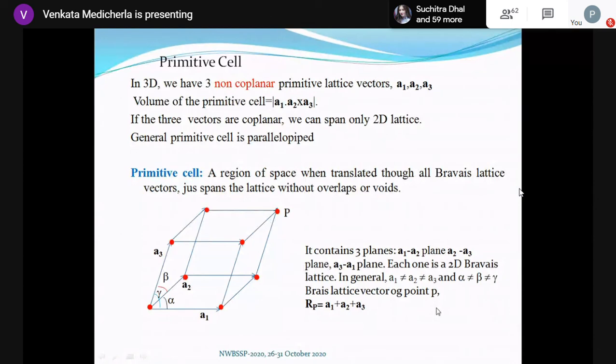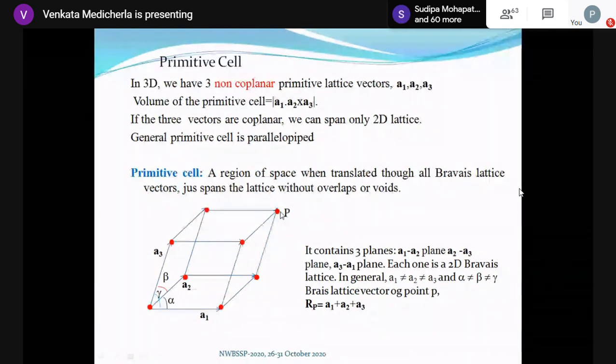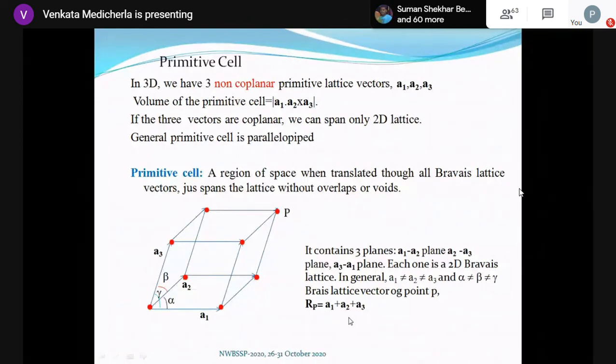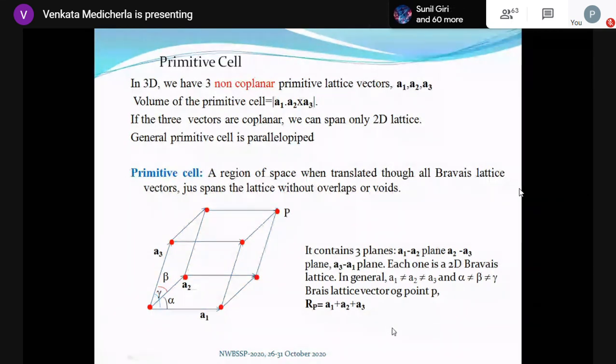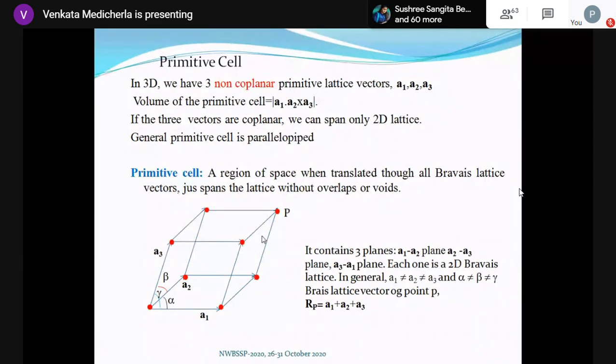Okay. And if you get a point P, suppose I want to express point P as a combination of A1, A2, A3, just see that R_P is equal to A1 plus A2 plus A3 simply. That means n1 is 1, n2 is 1, n3 is 1. So like this, you can express all points. For any point you take, you can express it as a linear combination of A1, A2, A3.